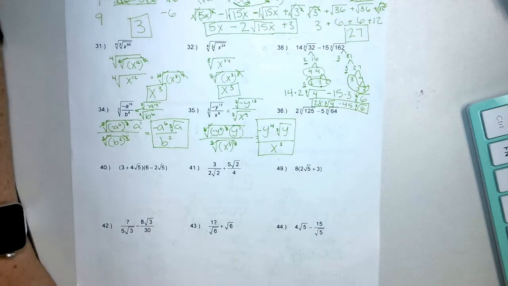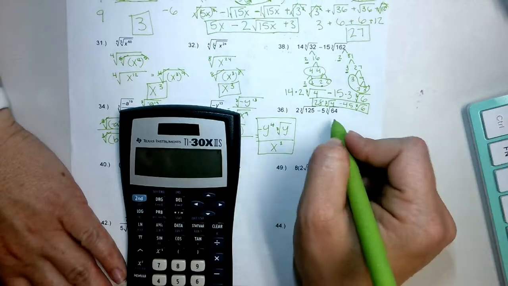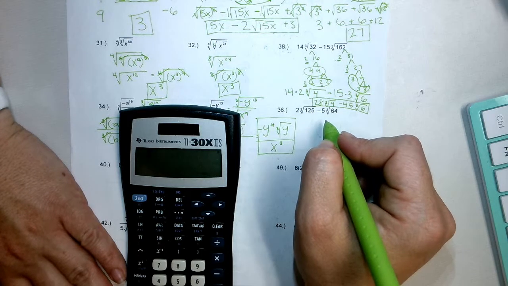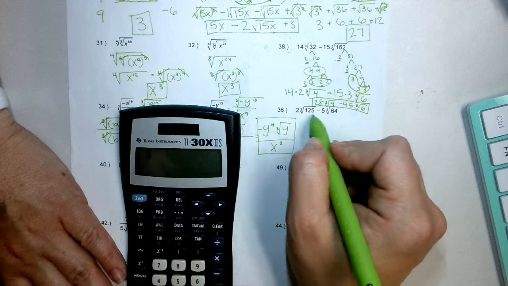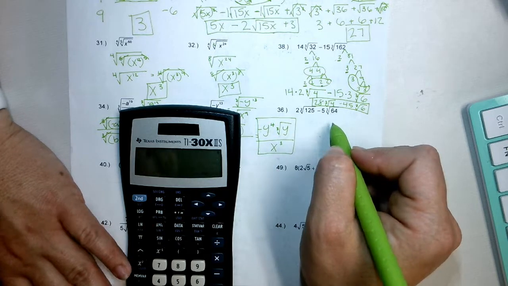So on number 36, I need to break these down and see if they can simplify so I can see if I can add or subtract. Remember, when you're adding or subtracting, they have to have the same number inside of their root, and the roots must be the same. Well, they're both cube roots, but they do not have the same number inside the root right now. So we need to see if we can break this down.